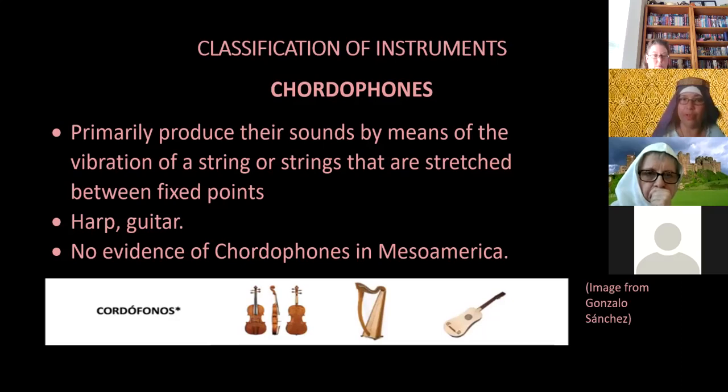And the last type is the chordophones, which primarily produce the sound by means of the vibration of a string or strings that are stretched between fixed points. Examples are harp and guitar. And in Mesoamerica, there's no evidence of chordophones. Although I encountered one example where one of the researchers said that there was a possibility that they used their bows, but there's no really evidence to support it.